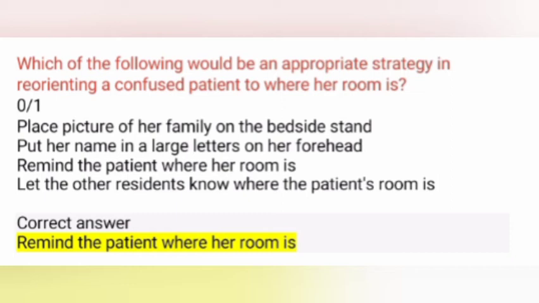Next question, which of the following would be an appropriate strategy in reorienting a confused patient to where her room is? Option A, place a picture of her family on the bedside stand. Option B, put her name in large letters on her forehead. Option C, remind the patient where her room is. Option D, let the other residents know where the patient's room is. The correct answer is option C, remind the patient where her room is.